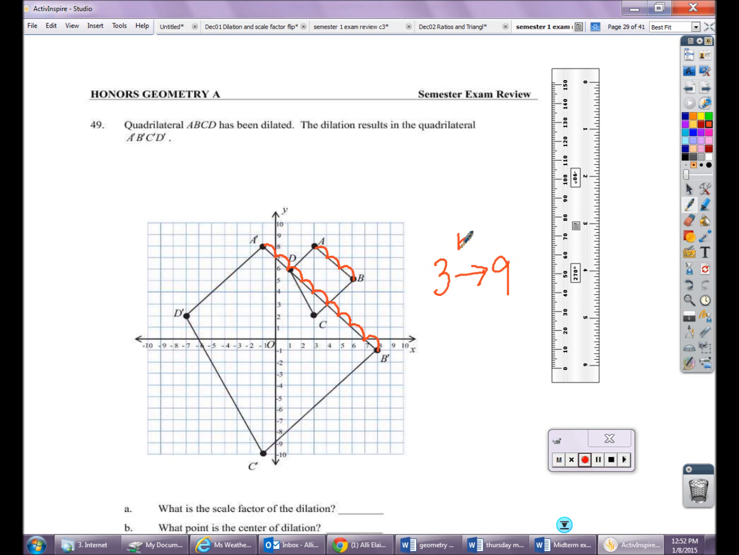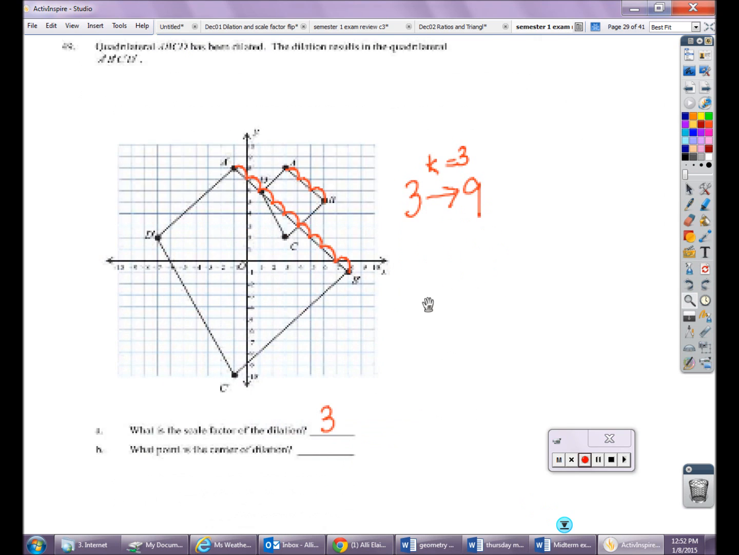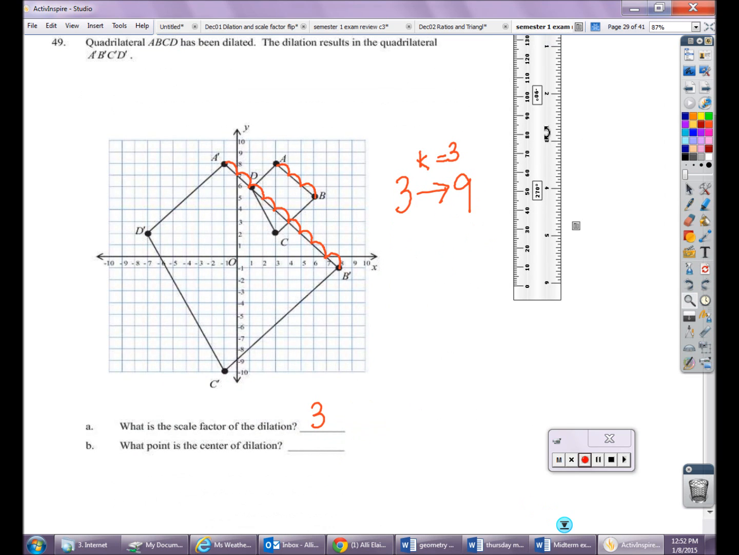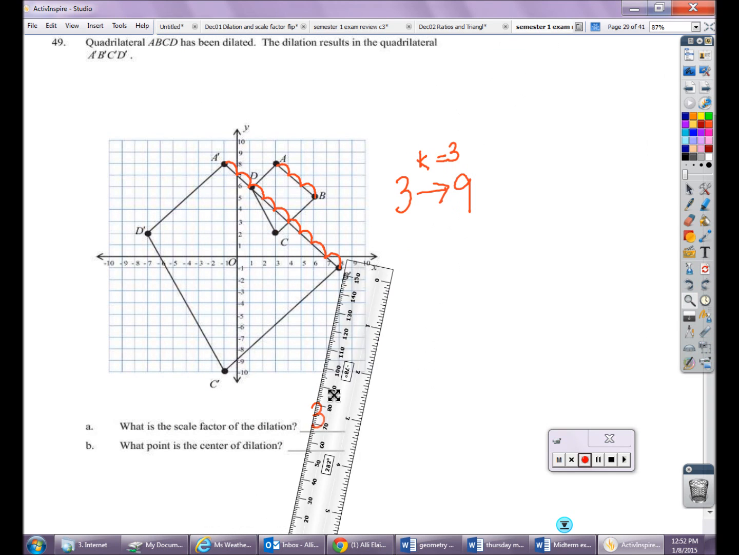So if you want to find the scale factor, remember you divide. So 9 divided by 3 is 3. So the scale factor is 3. So it looks like this A prime, B prime, C prime, D prime is 3 times larger than this one. All right. Sometimes the center is at 0, 0. Other times it's not. To find the center, you just connect all the points.